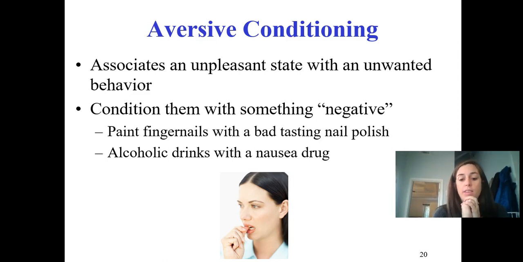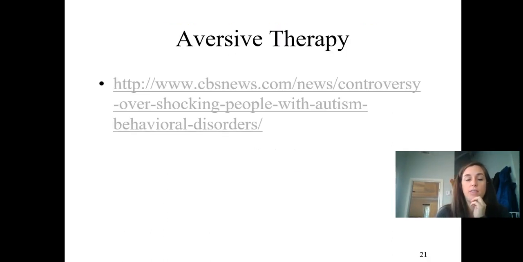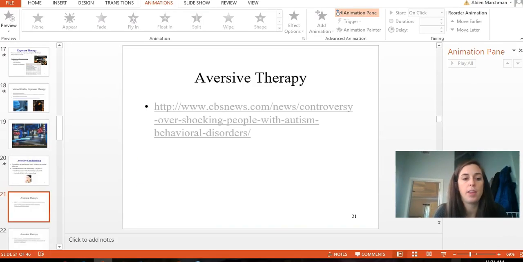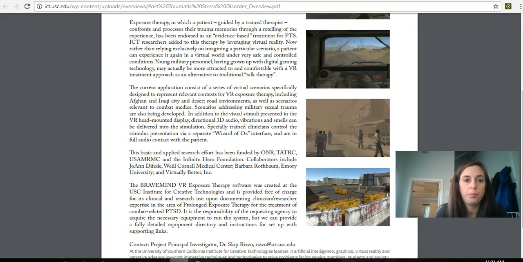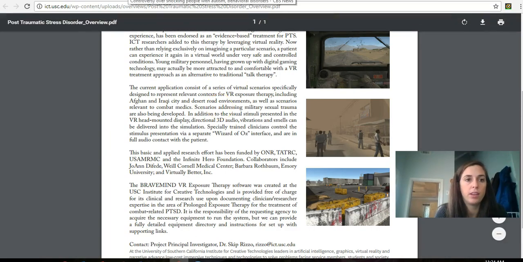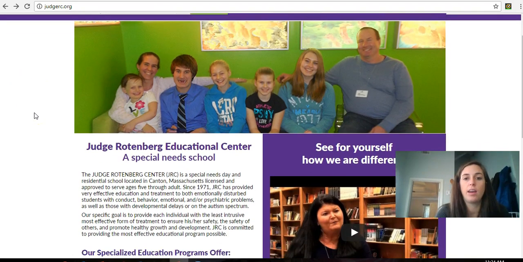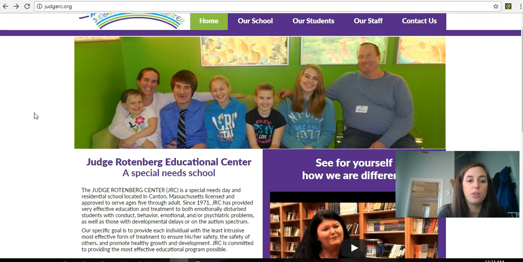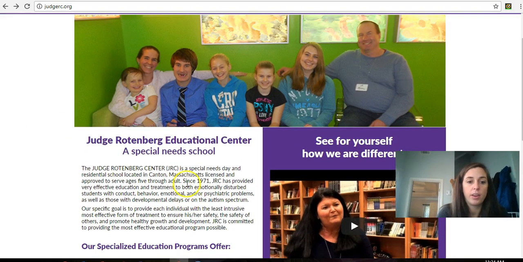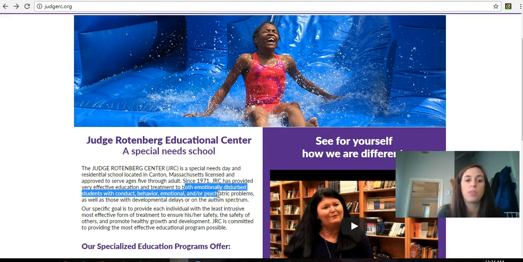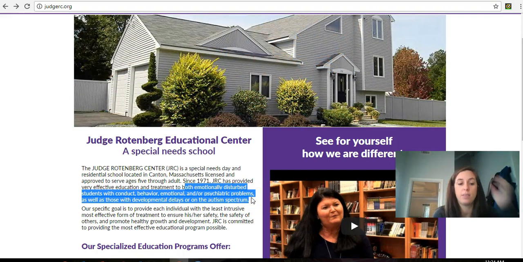So there is a famous center. I'll show it to you. Okay, this is called the Judge Rotenberg Center. And it's basically a center for behavior issues. If you look down here, it's emotionally disturbed students with conduct, behavior, emotional, and psychiatric problems, as well as autism.